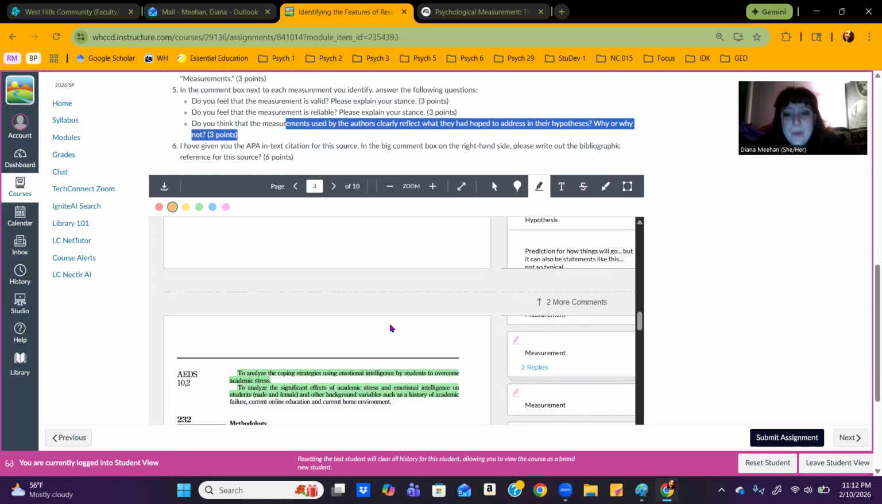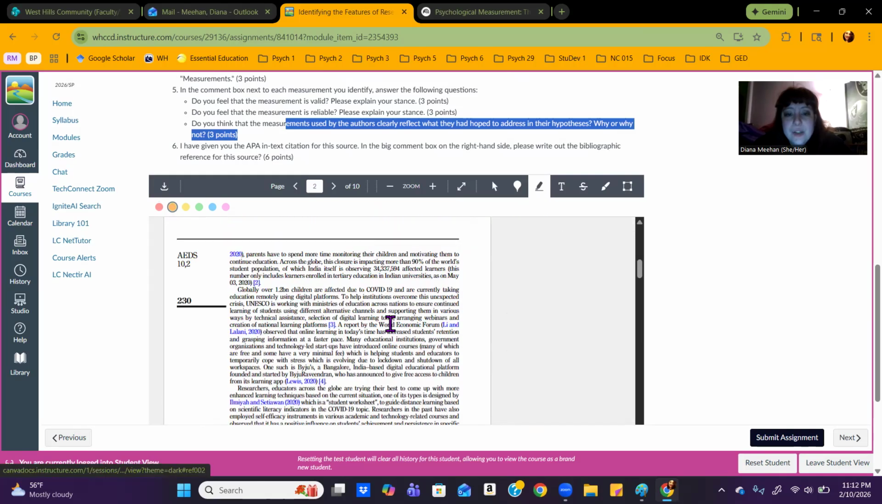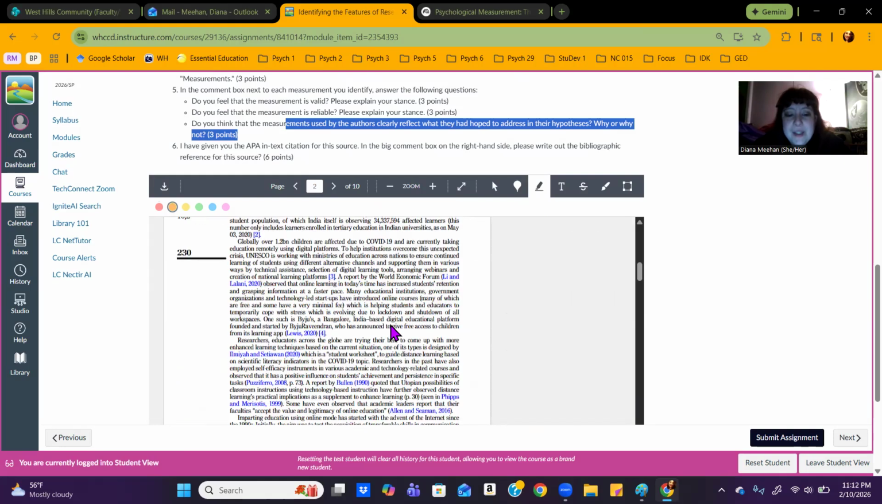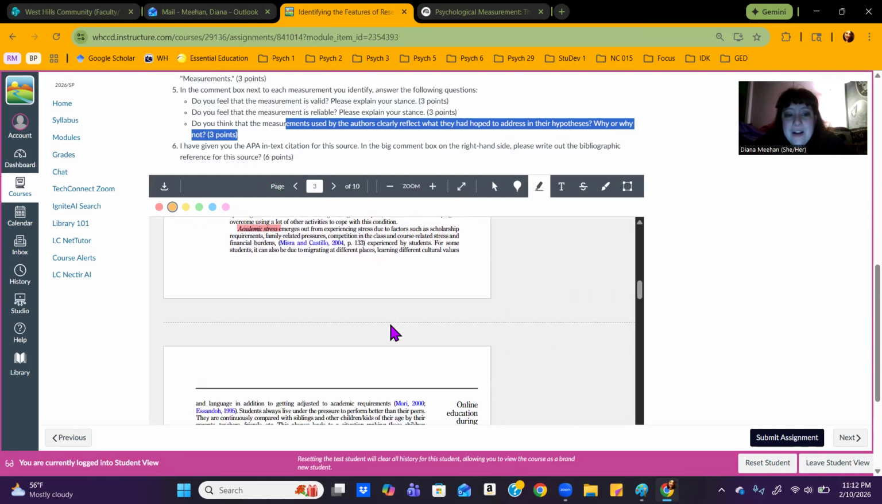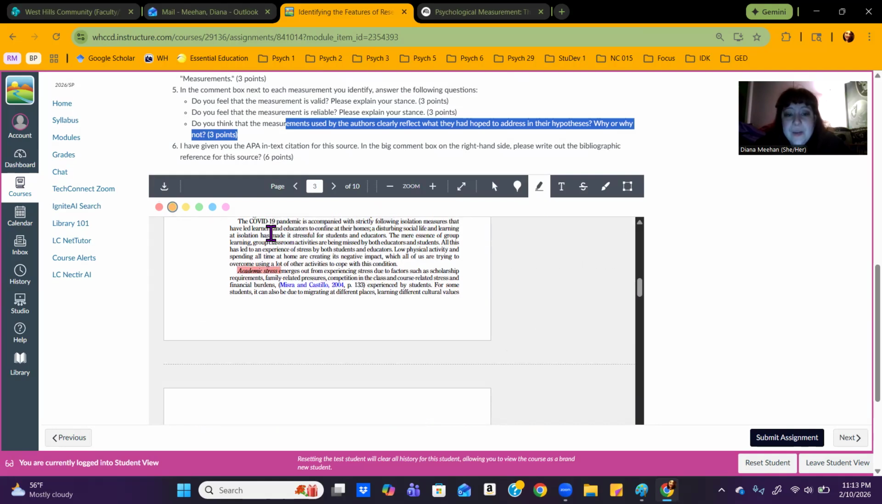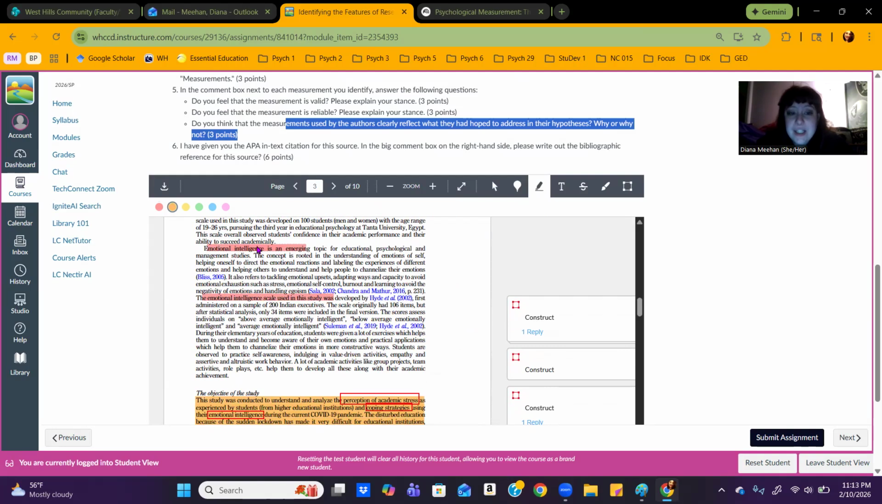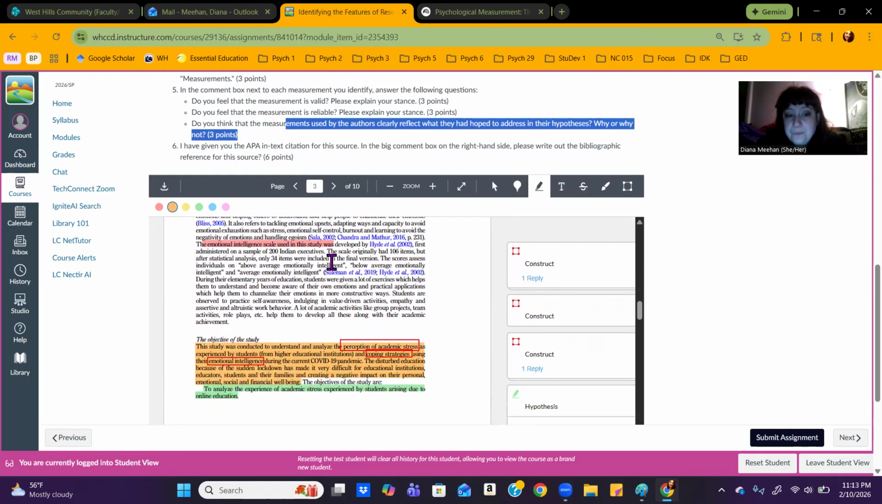So take a moment, and I'm going to be super slow so you can pause it, okay? So in the introduction, we have the academic stress. That could be considered a construct. And it also is attached to an operational definition. So if you highlighted either one. Emotional intelligence, this is a construct. And again, if you did it up here, this could be attached to an operational definition.